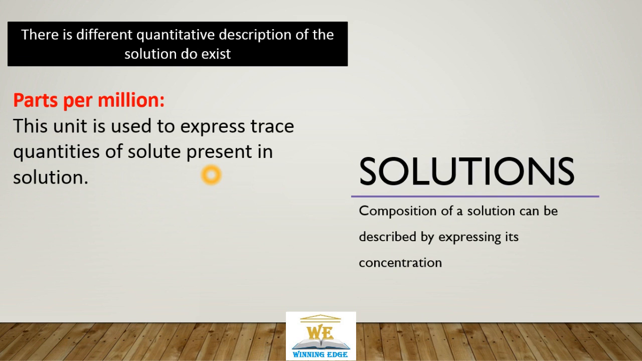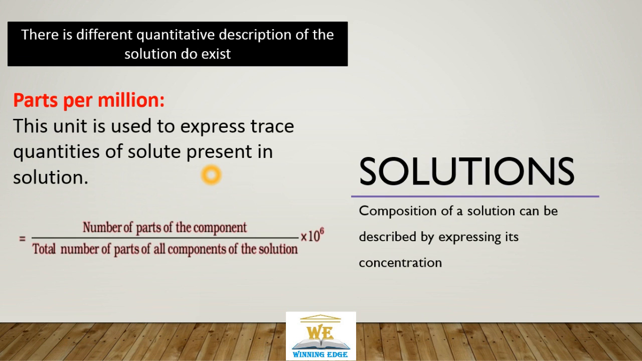So here we compare 1 part to the million parts. The definition is: the number of parts of the component present, divided by the total number of parts of all components in solution, and multiplied by 1 million. This is nothing but converting the component's presence into per million. So we are simply calculating how many parts of a particular component are present in 1 million parts of solution.